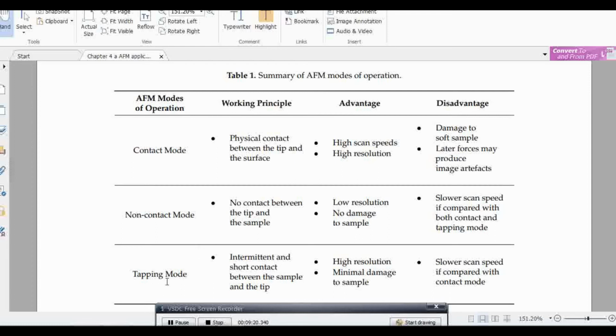And then if you look at the tapping mode, it has intermittent and short contact between the sample and the tip. That means the contacts are short and intermittent. Advantages: you have high resolution, minimal damage to the sample, but slower scan speed compared with contact mode. Each system has its own advantages and disadvantages, but between these three, you have to identify which one is most suitable for your samples.